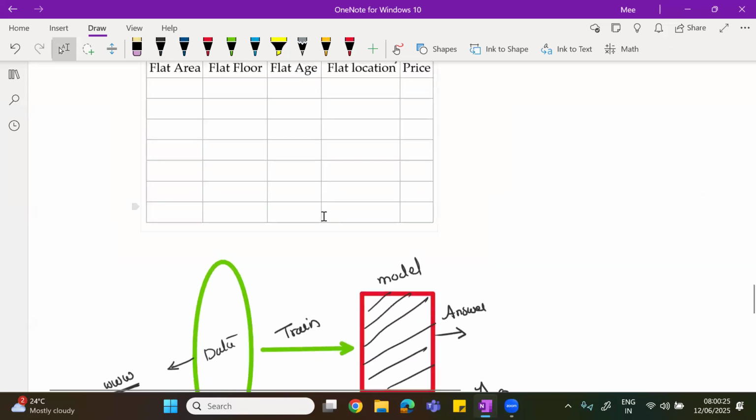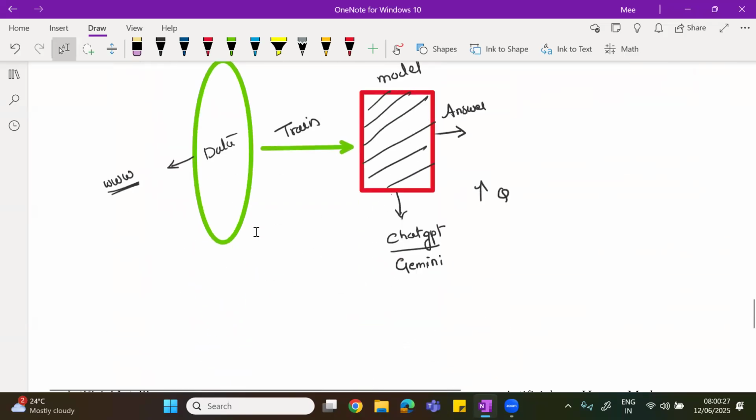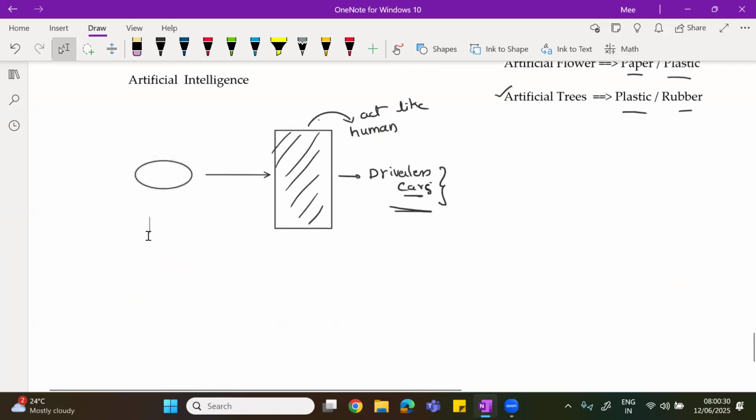What is the relationship between data science and artificial intelligence? Data science will extract the knowledge from the data. There it ends. You give it pure data and it extracts the knowledge out of the data. In the case of artificial intelligence, it will use that knowledge and give intelligence to the machine so that the machine can behave like humans.